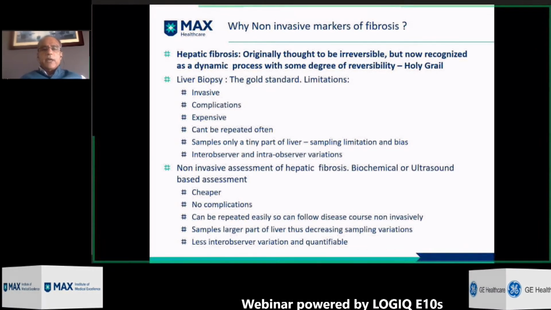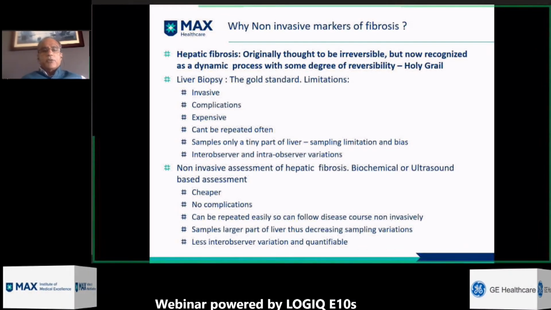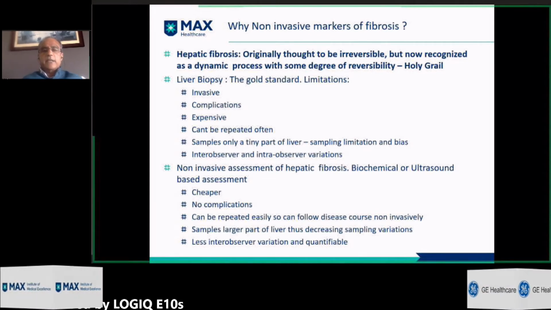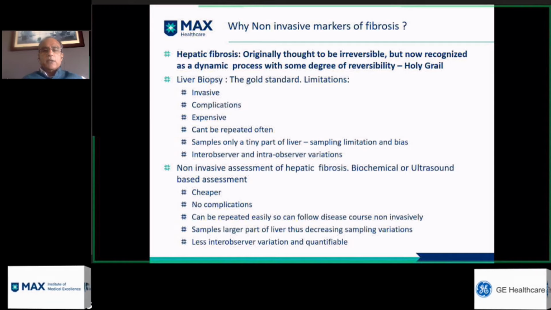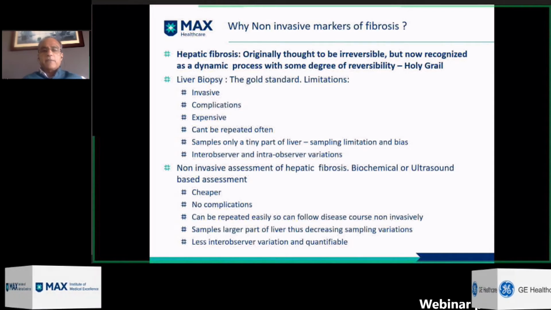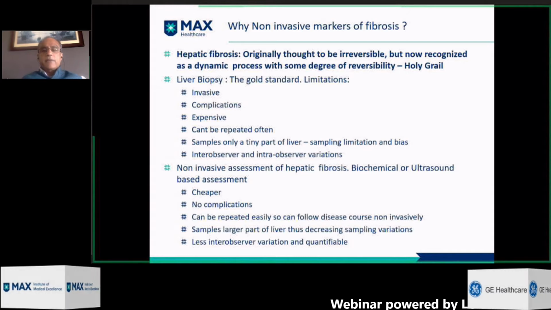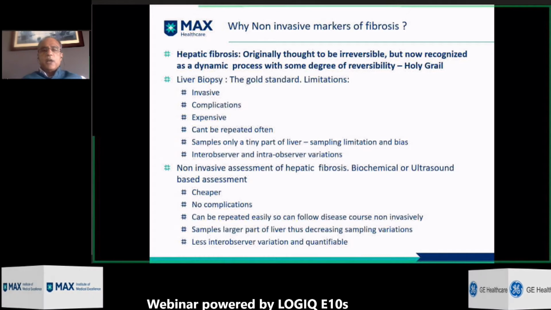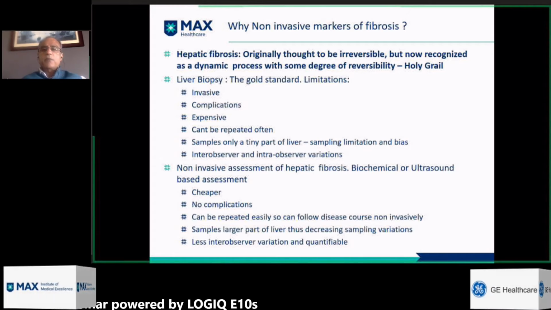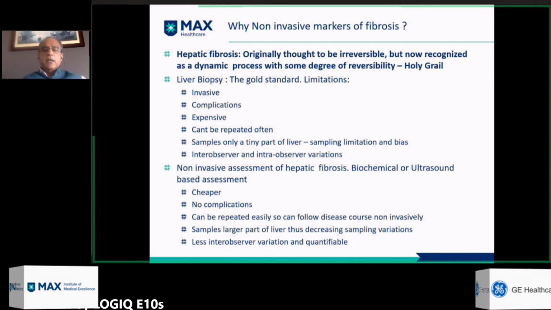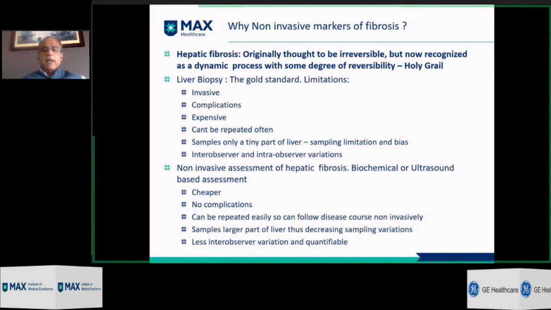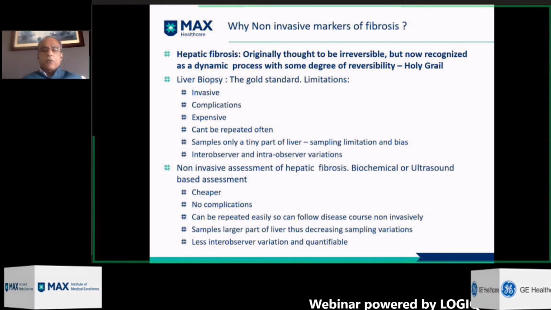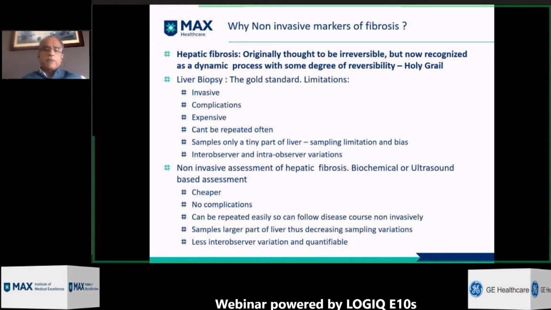So why do we look at non-invasive markers of fibrosis? Initially hepatic fibrosis was thought to be irreversible, but now we recognize that it is a dynamic process with, if not complete, at least some significant degree of reversibility. And that reversibility is the holy grail that we have been looking for ages, to see how we can reverse the fibrosis. And now it's been demonstrated in hepatitis C treatment, in fatty liver disease treatment, and even in some cases of alcoholic chronic liver disease. Once the patient has quit alcohol, over a period of time, we can demonstrate some degree of reversal of fibrosis as well.